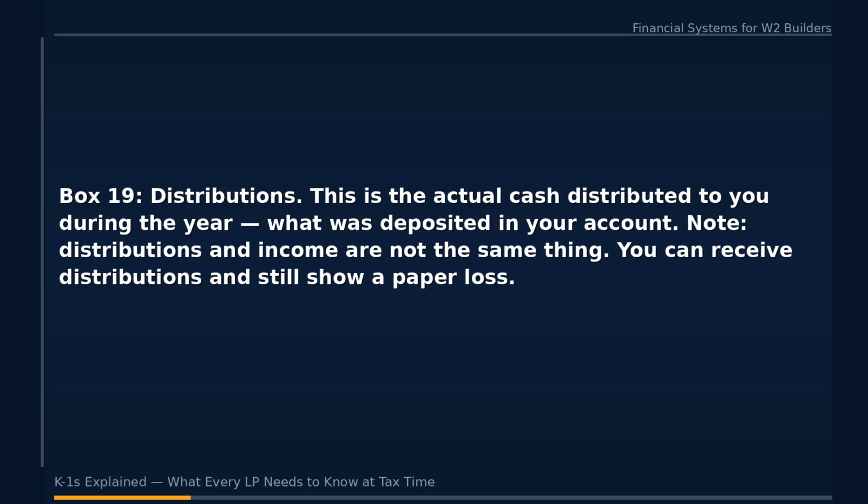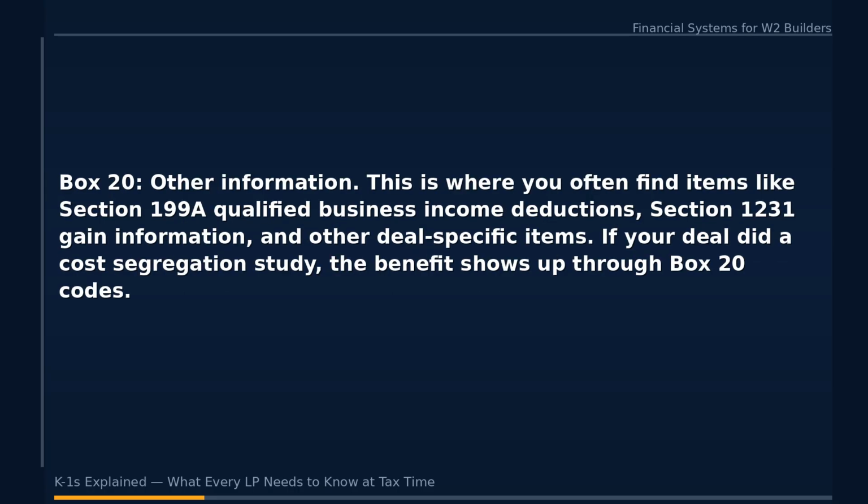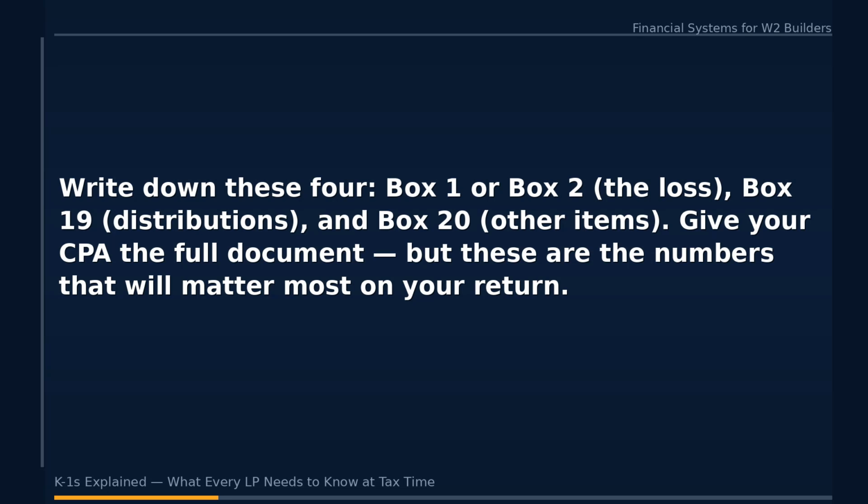Box 20, Other Information. This is where you often find items like Section 199A Qualified Business Income Deductions, Section 1231 Gain Information, and other deal-specific items. If your deal did a cost segregation study, the benefit shows up through Box 20 codes. Write down these four: Box 1 or Box 2, the loss, Box 19, distributions, and Box 20, other items. Give your CPA the full document, but these are the numbers that will matter most on your return.